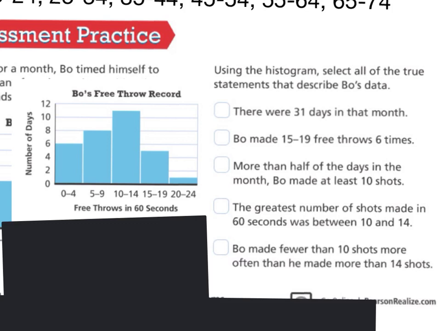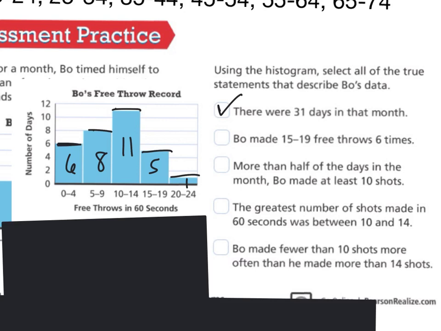So if we look at our bars, we can see how many times he got each of these amounts. So 6 times, he got 0 to 4, and then 8 times, 11 times, 5 times, and 1 time. So if you add those numbers together, they actually do add up to 31. So there were 31 days that month.